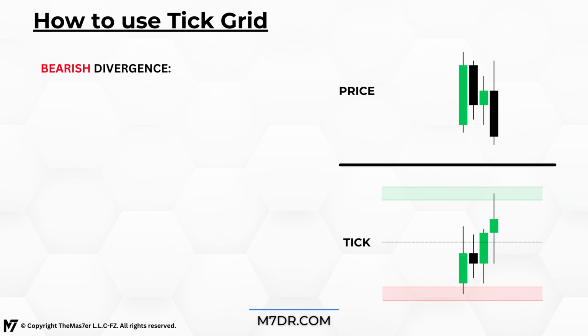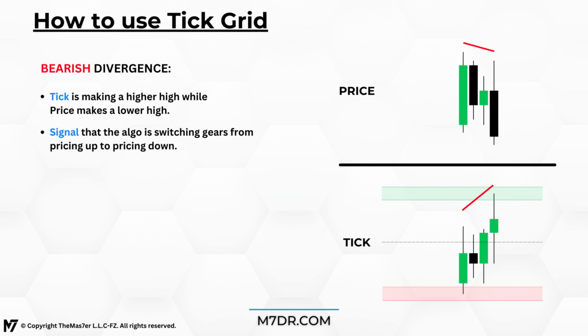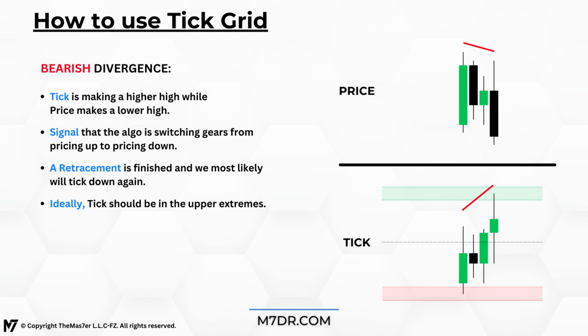A bearish divergence. Tick is making a higher high while price makes a lower high. That could be a point where the algo is switching gears from pricing up to pricing down, or it signals to you that price just wants to retrace. It means that the retracement is finished and we most likely tick down. Ideally, you want to have the tick in the upper extremes lining up with several other confluences for your short trading idea before you press the button.